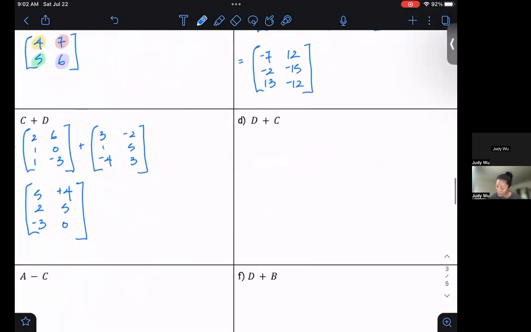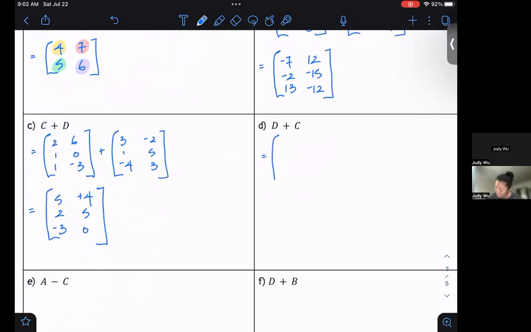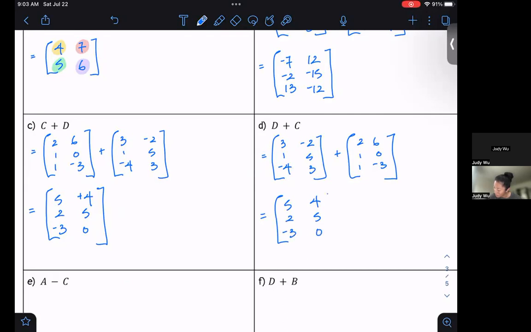All right, so let's try it out. Let's see if D plus C gives us the same as C plus D. 3, 1, negative 4, negative 2, 5, 3, plus 2, 1, 1, 6, 0, negative 3. All right, let's add. 3 plus 2 is 5. Negative 2 plus 6 is 4. 1 plus 1 is 2. 5 plus 0 is 5. Negative 4 plus 1 is negative 3. And 3 plus negative 3 is 0.